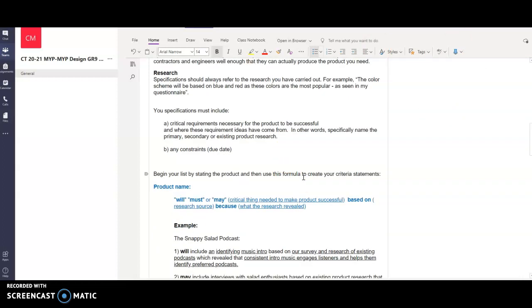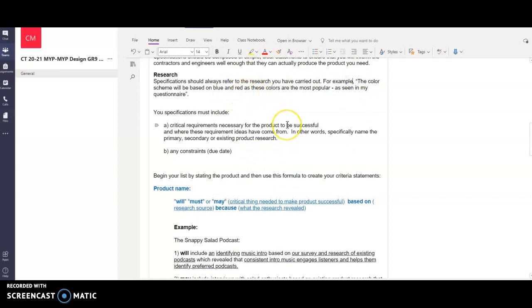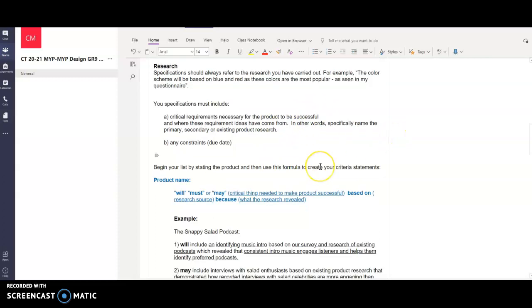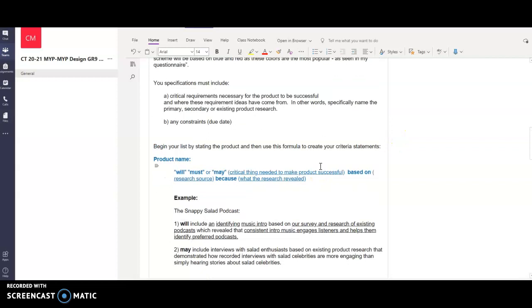Your research should show up in each one of these criteria, and that's what we worked on last unit. We will be continuing that today, but we're also going to include the whys that you find in your research. So let me give you an example. The color scheme will be based on blue and red. Okay, that tells you what? As those are the most popular seen in my questionnaire. Very good. So we got that why, and we also were specific about the kind of research. I would like you to include that in your criteria today as well.